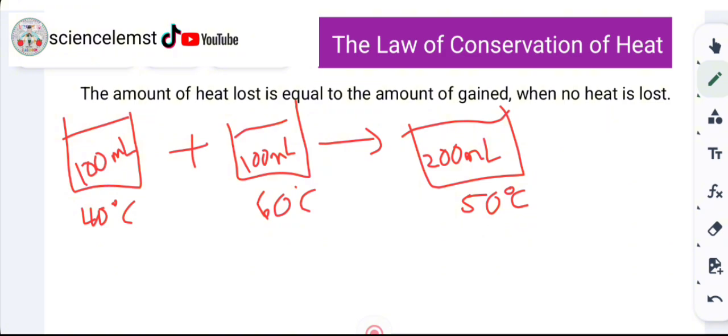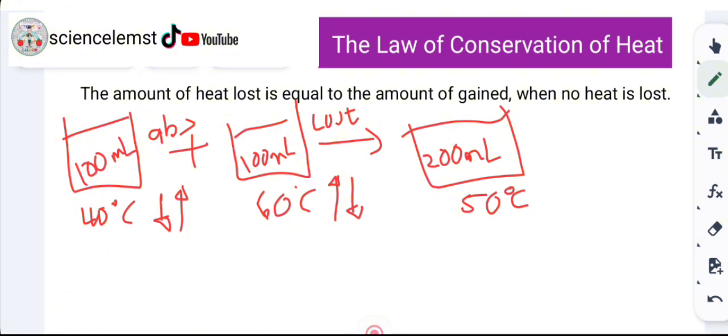This one, the initial temperature is 40 degrees and the final temperature is 50. So what happened to the temperature of this one? The initial temperature was low, but the final temperature is high. So this one is going to absorb. When we look at this one, the temperature is 60 initially and the final temperature is 50. So what happened to the temperature? I started with a high initial temperature and went to a lower final temperature. That means the heat is lost.